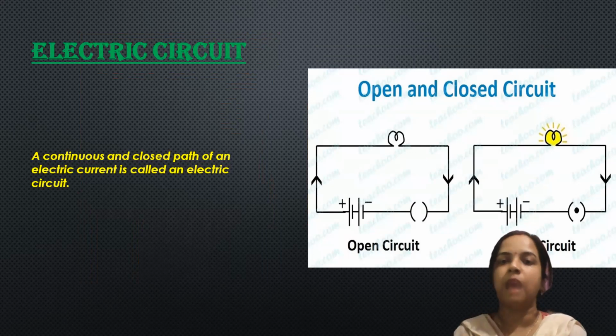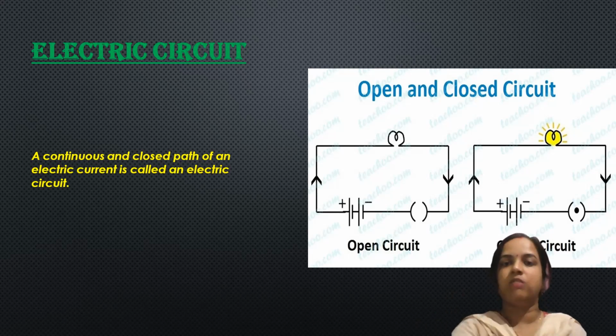Okay. Now here I have shown open and closed circuits. Now what is an open circuit? When your key, your switch, is off, it is known as an open circuit. But when you switch it on, the circuit gets closed. That is, the circuit gets completed and it is known as a closed circuit.